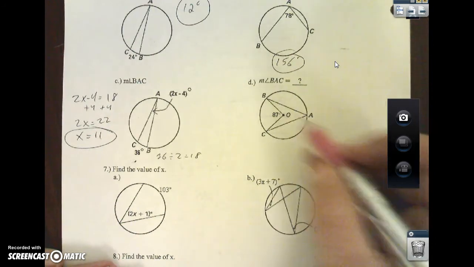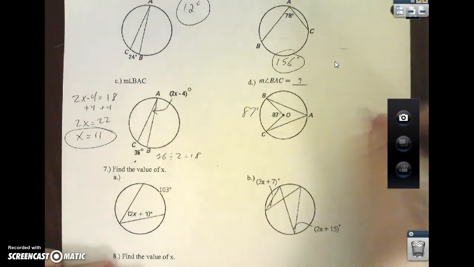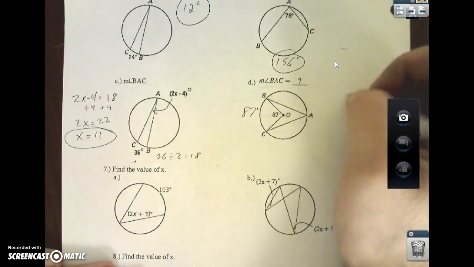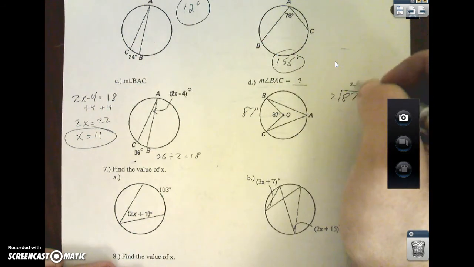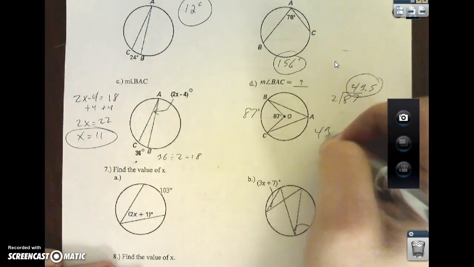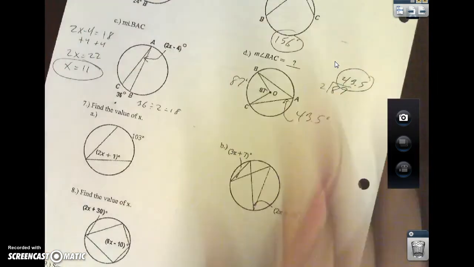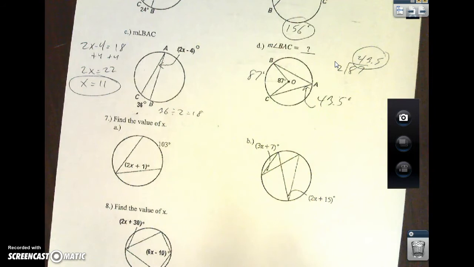Alright, BAC, which is back here, this angle. Notice that 87 pops out to make this 87 degrees, and then to find the inscribed angle, just take 87 and divide by 2, so 43.5 degrees. Very good. Again, all of these are degrees. Please make sure you got that in there as well. Alright.